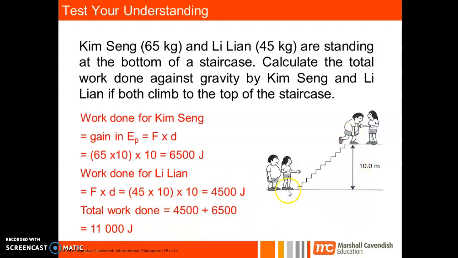So we add them up together, the total work done. Therefore it will be 4,500 plus 6,500 equals 11,000 joules. If some of you are confused why we need to add them up together, it is because the question says total work done against gravity by both Kim Seng and Lilian. So the total work done.